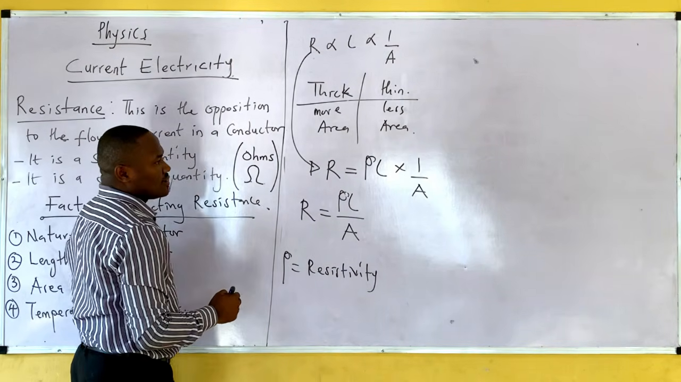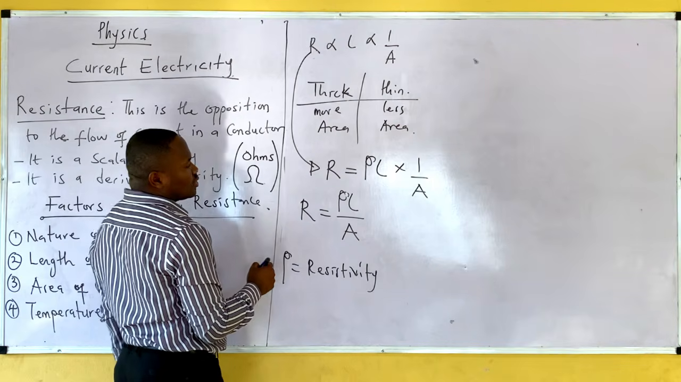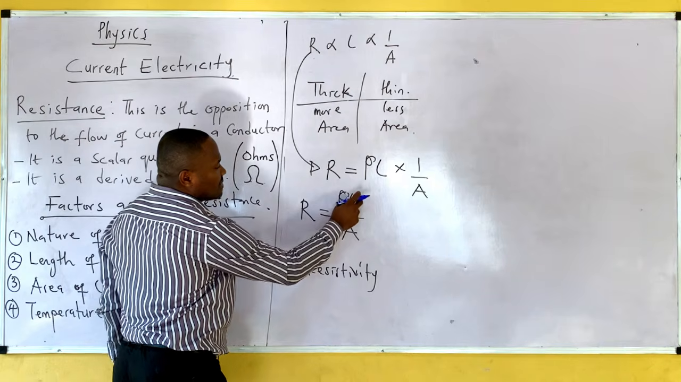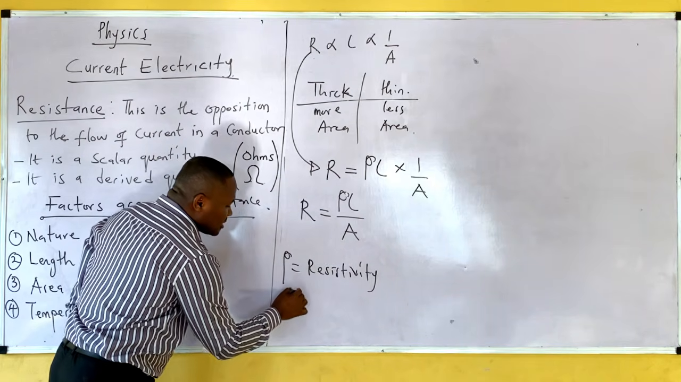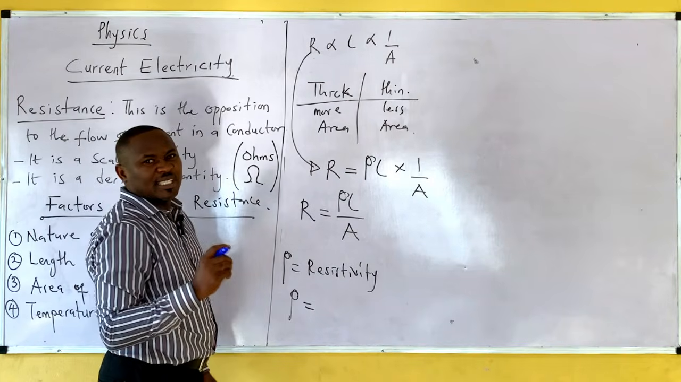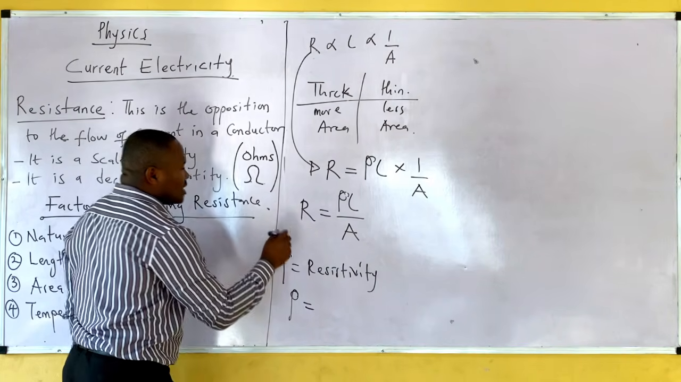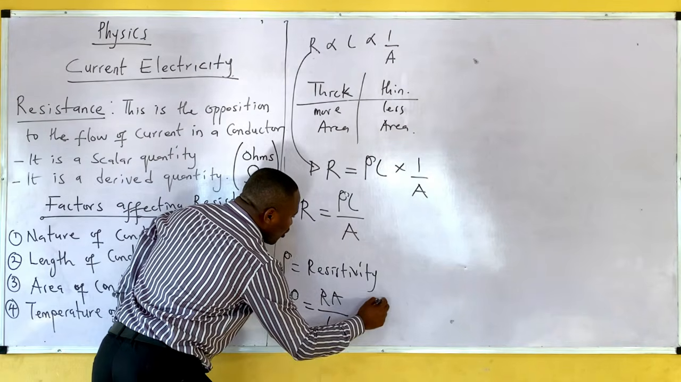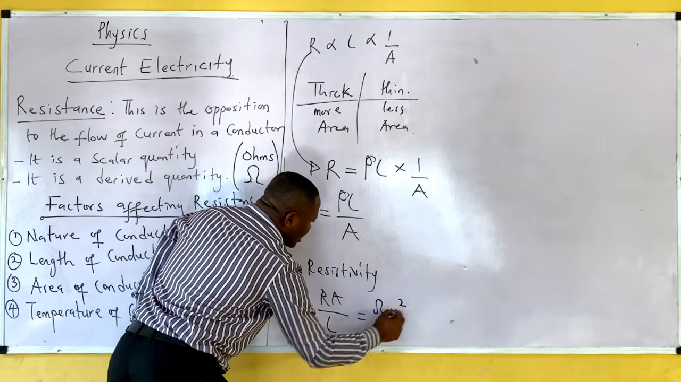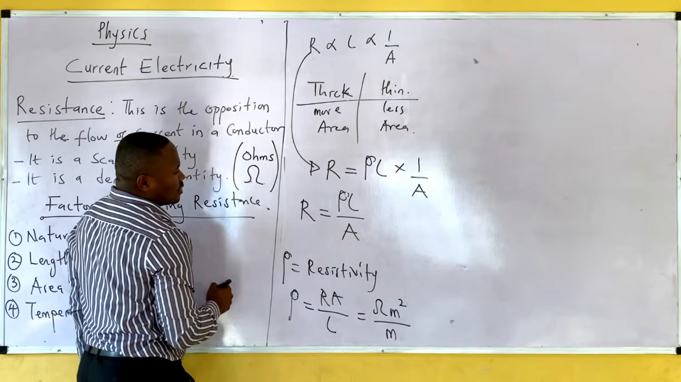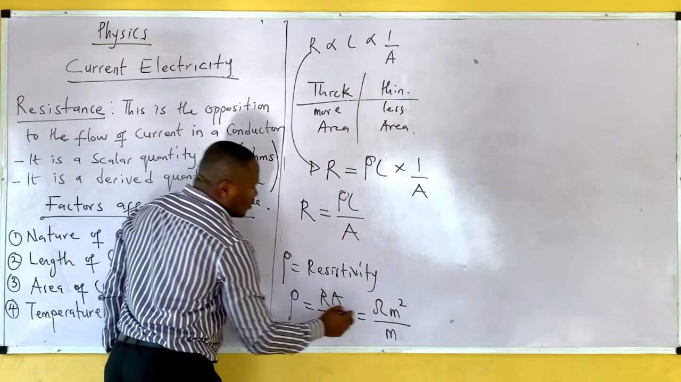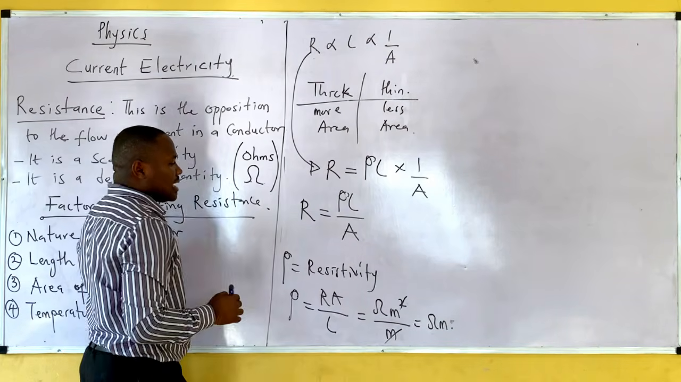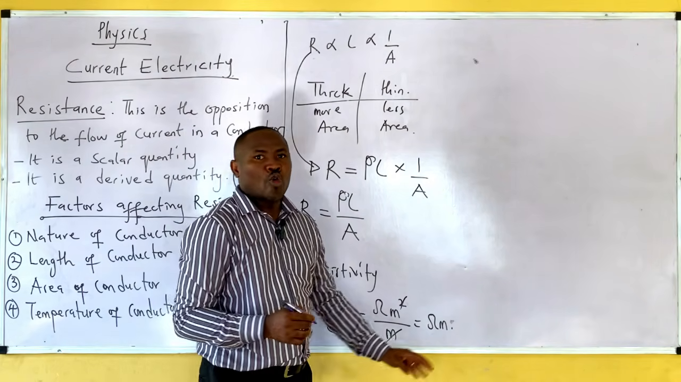That's what it means, resistivity. So, now please take note of this. Resistance equals resistivity times L over A. So what is resistivity? Resistivity, which is a specific resistance, is equal to RA over L. So it means ohms times meter square over meter. Then this cancels out, and we now have ohm meter. So the SI unit for resistivity is called ohm meter.